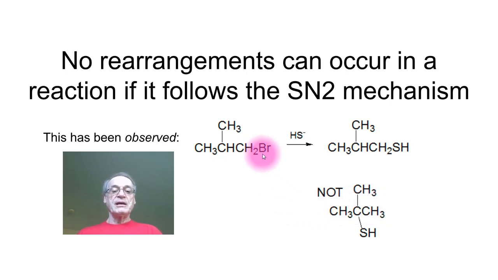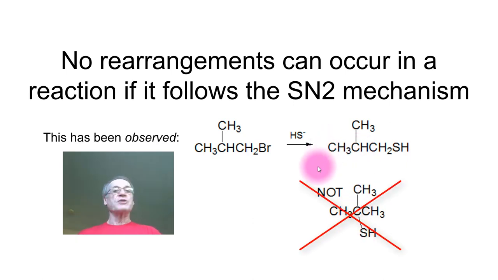So notice that in this case, the bromine is on a primary carbon next to a tertiary carbon. When you react it with the hydrogen sulfide ion, you get the sulfur going on the same carbon that the bromine was on, not on the tertiary carbon next door. In other words, it doesn't rearrange. That's always true in an SN2 mechanism. Not so much in an SN1, but in an SN2 mechanism, no rearrangements happen.